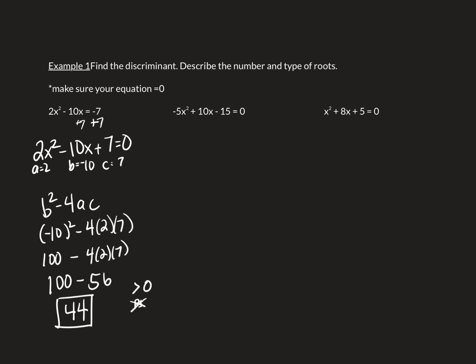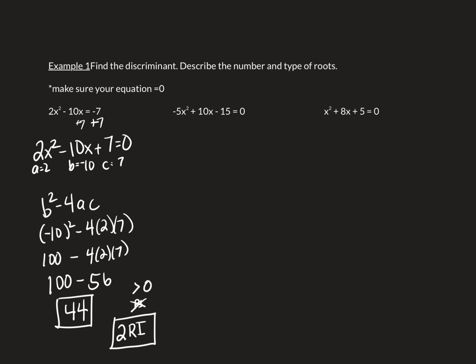So if you look in your chart, I won't go back, but you can look in your chart. Greater than 0 and not a perfect square is 2 real irrational roots. So that would be the answer to example 1, the first one. Your discriminant value is 44, and the number and type of roots you have is 2, and they're real and irrational.